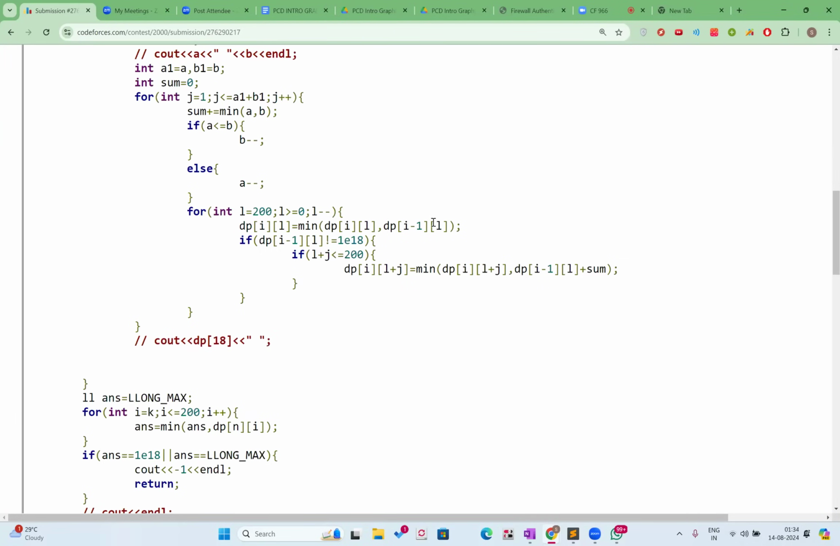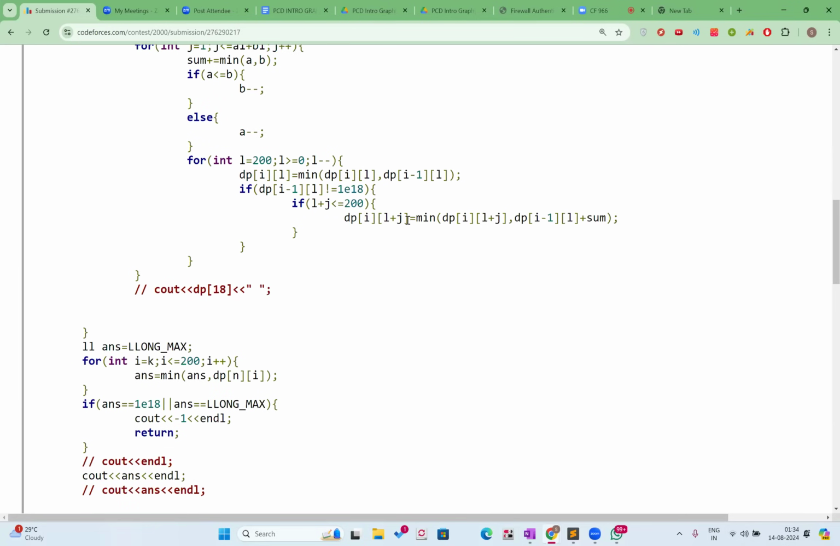Or if I take a score of J from this rectangle, I could have just looped J from 0 to a plus b minus 1. That would have done the job and would also reduce this to a single thing. So basically that can be done. But the concept is, if till I minus 1 L was possible, then up till I, L plus J is possible.